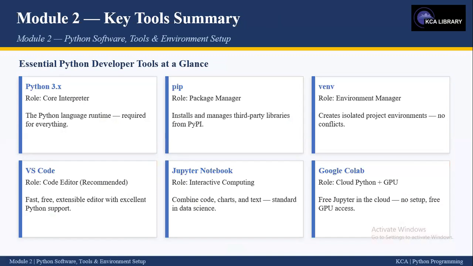Key tools summary. Essential Python developer tools at a glance. As a final review, remember these core tools: Python 3 as your interpreter, pip as your package manager, and venv for isolation. For your workspace, utilize VS Code for general coding and Jupyter or Colab for data-centric projects. These 5 components form the essential toolkit of a modern Python developer.